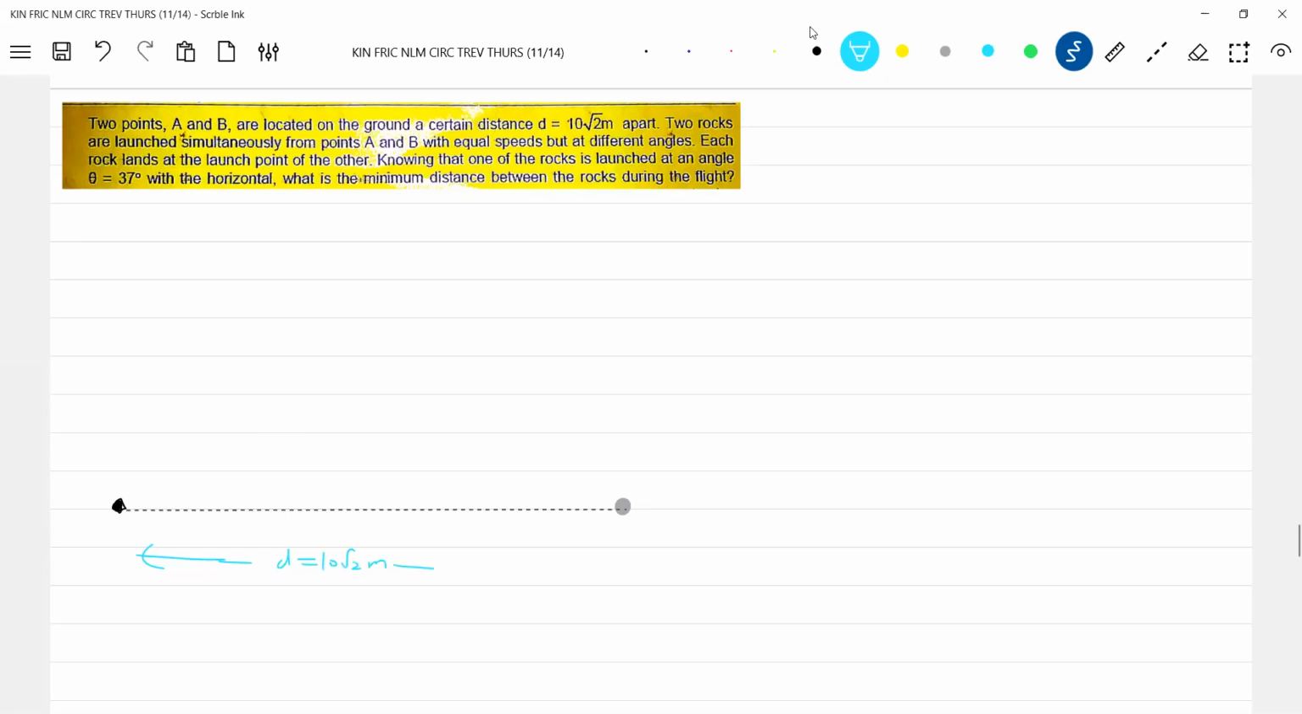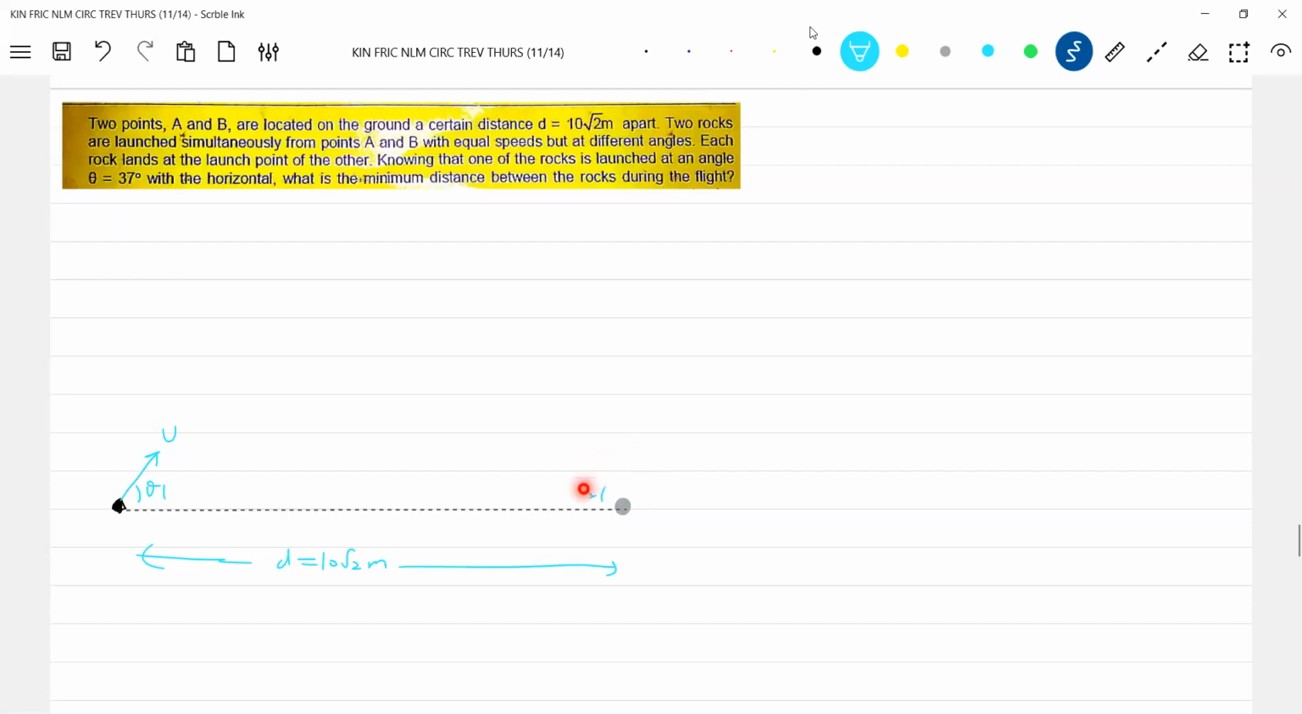First we'll write it. Then, with equal speeds, at different angles, theta 1 and theta 2. Each rock lands at the launch point, knowing that one rock is launched at an angle theta with the horizontal. What is the minimum distance between the rocks during the flight is what's being asked.